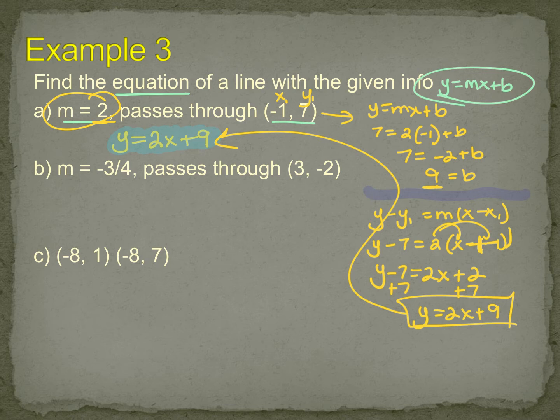All right, B gives the same information, the slope and a point. So when I'm given that information, I tend to choose the second method, which is point slope. Just be prepared that sometimes it's easier to plug it into y equals mx plus b, like if you're given the slope and the y-intercept, obviously it's easier to plug in there. So you can always bounce back and forth between the two.